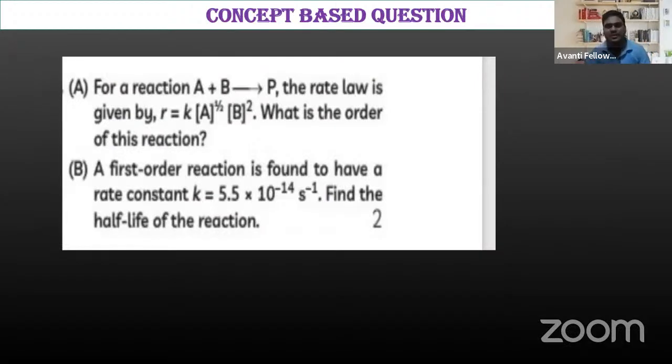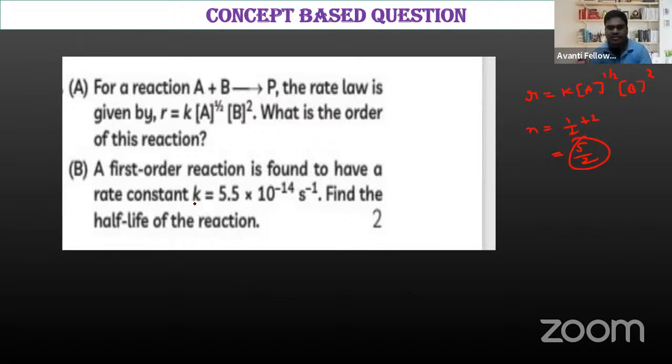Now, this is a very simple question. You all solve this question as well. For the reaction A plus B, the rate law is given by R equal to k, A raised to the power 1 by 2 and B raised to the power 2, right? So what is the order? We can calculate it simply as 1 by 2 plus 2, that is alpha plus beta, or we say this is 5 by 2. Right? This is how we can calculate it.